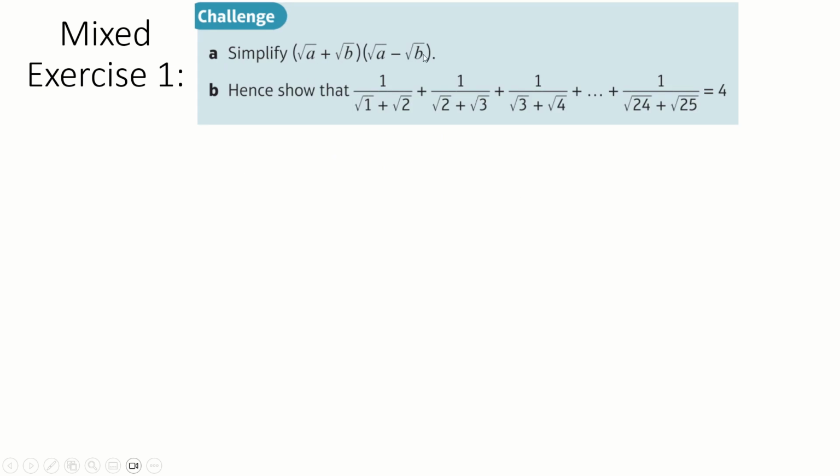So actually quite an interesting question, but regardless. A here is obviously trivial. Root a times root a is a, root b times root b is b, and then the cross terms cancel, so we get a minus b.